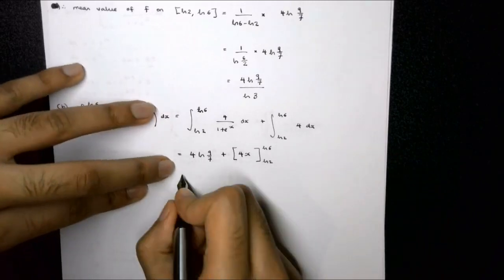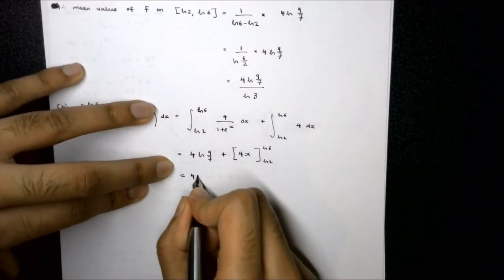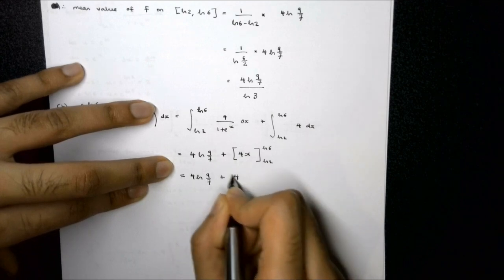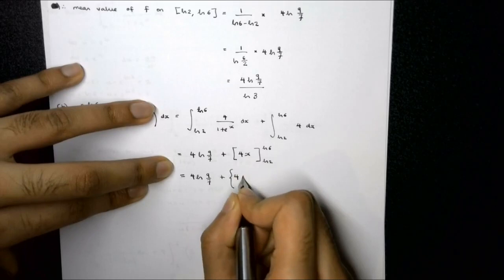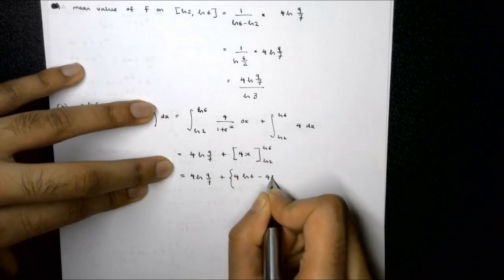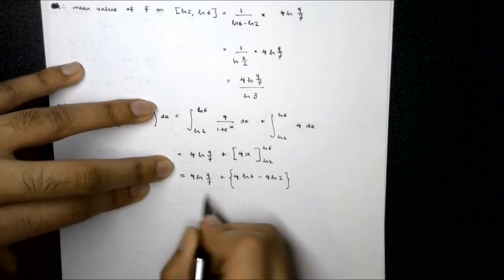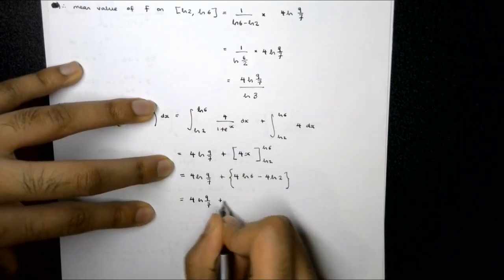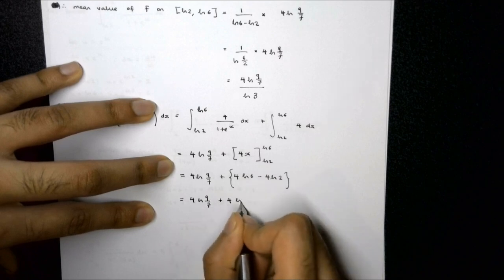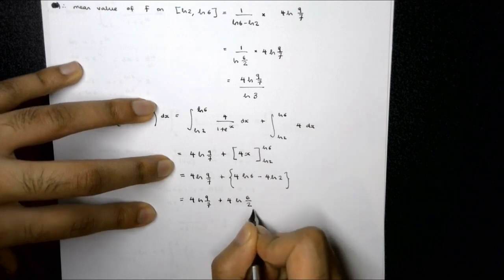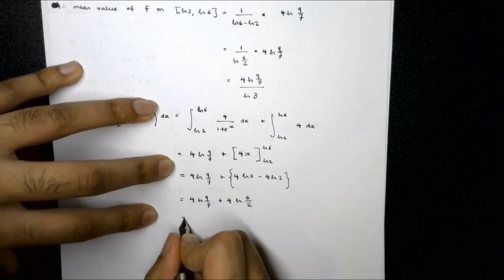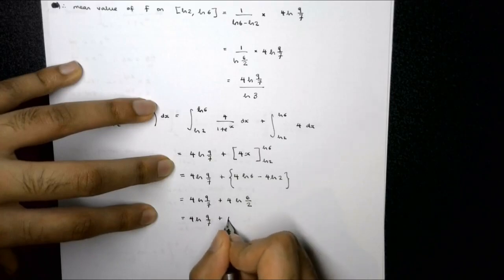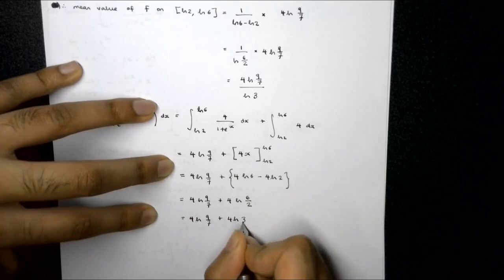So if we work all of this out, we've got 4 times the natural log of 9 over 7 plus 4 times the natural log of 6 minus 4 times the natural log of 2. So here we've got 4 times the natural log of 9 over 7 plus 4 lots of the natural log of 6 over 2. So you can see here we've got 4 times the natural log of 9 over 7 plus 4 times the natural log of 3.